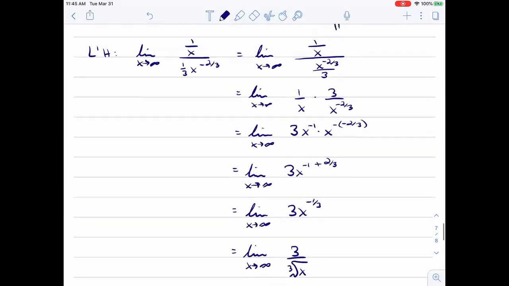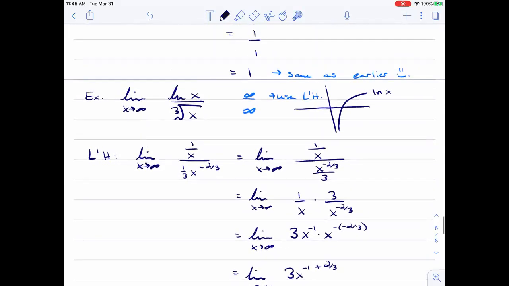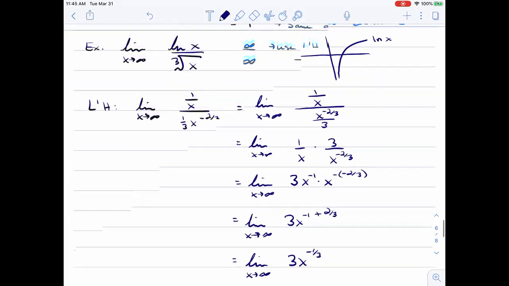Okay. So a little bit more work, but again, I'm not sure how I would have dealt with this as easily as just taking the derivative of the top and the bottom and figuring out what the limit was of the derivatives.